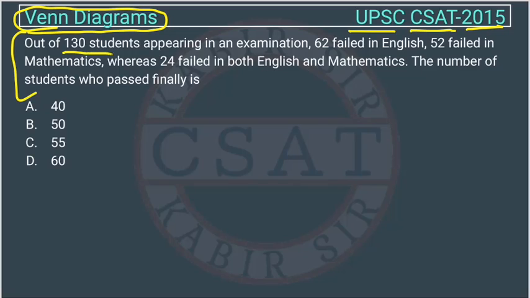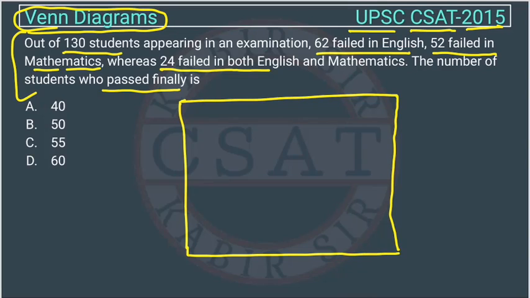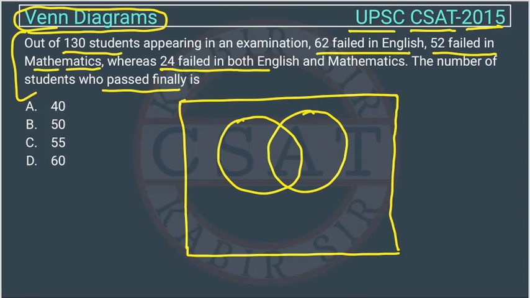Out of 130 students appearing in an examination, 62 failed in English, 52 failed in mathematics, whereas 24 failed in both English and mathematics. The number of students who passed finally. So we have to find the number of students passed. So the number of students passed will be equal to those who are passing in both subjects, right? So they are passing in English also and they are passing in math also, right?